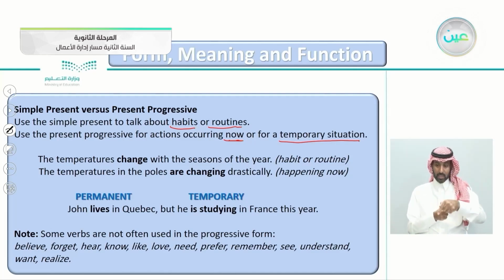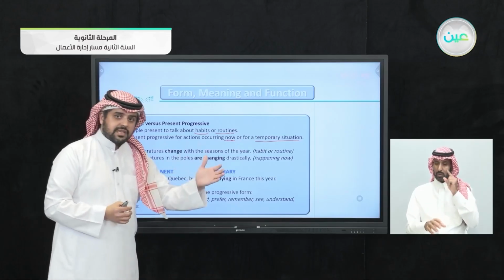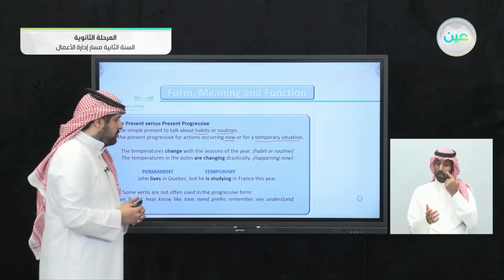John lives in Quebec. This is a fact. But he is studying in France this year. This is the use of progressive because it's a temporary situation. He'll be studying, then he will come back to Quebec.